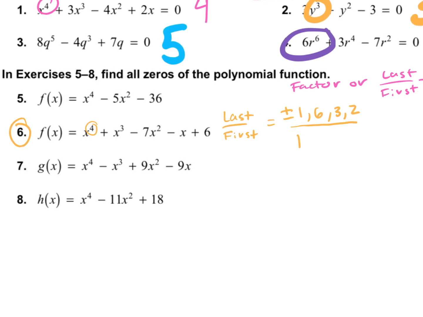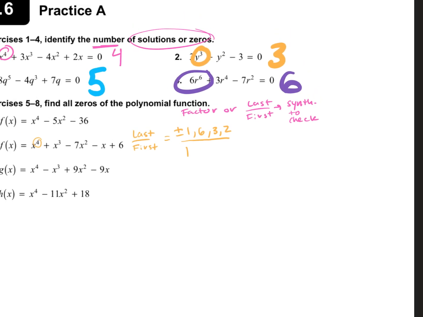All right, so these are possible options. So we have to use them to test and see which one works. So we have to do synthetic division. What's going to go inside the box? 1, 1, negative 7, negative 1, and 6. All of our coefficients go inside the box. Now, which number do you want to test? So let's try 2. Remember, we can try any one of these options. These are the possible answers.